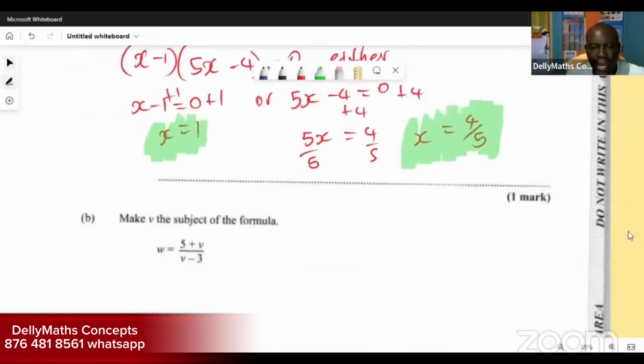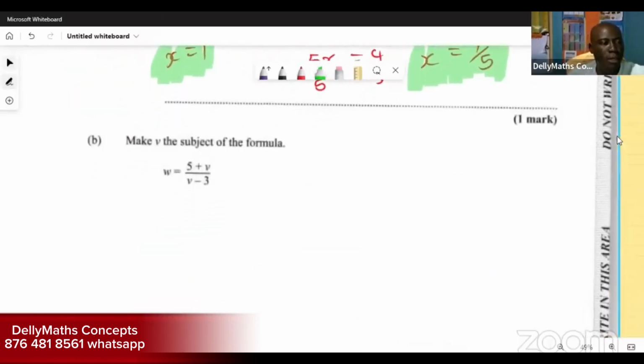The next question that came was an algebra question that says, make V the subject. All right, so make V the subject. What we're going to do here is get rid of the fraction, because we have a fraction going on here. So basically, let me start by writing this. We have W is equal to 5 plus V over V minus 3.